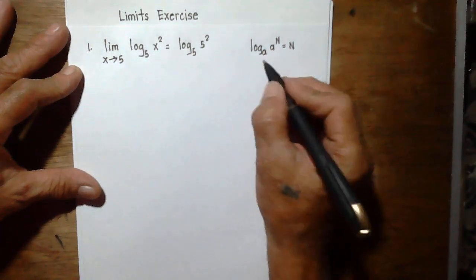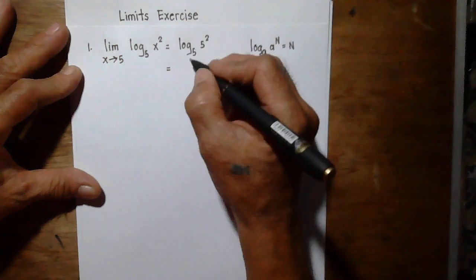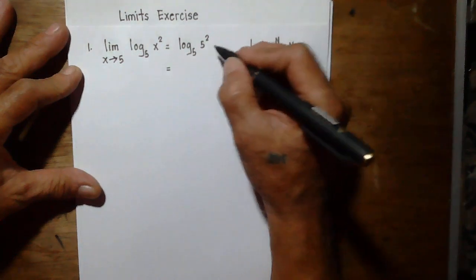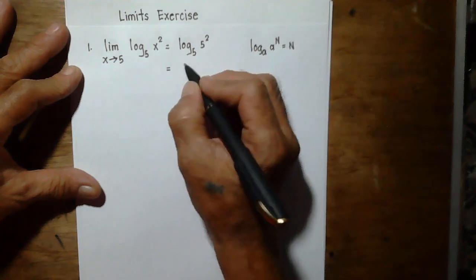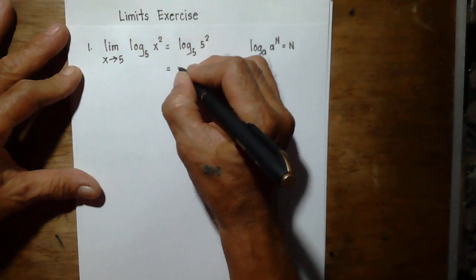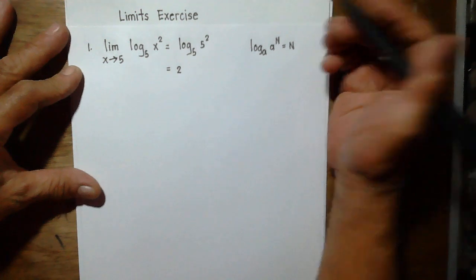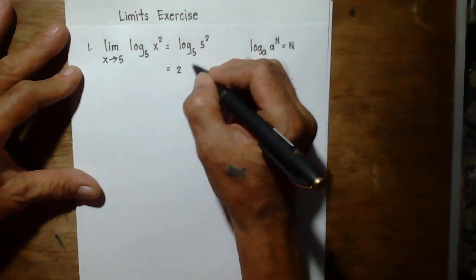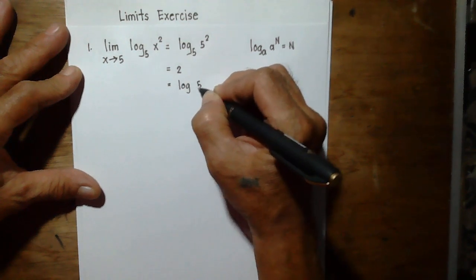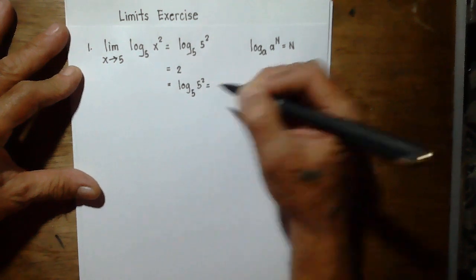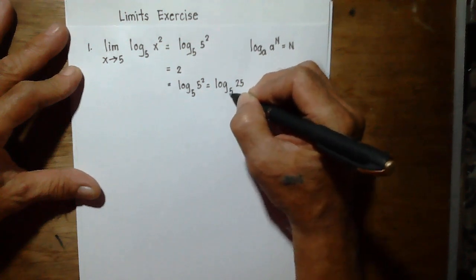Now, by following this rule, we have a as 5 and n as 2. And the answer, and this is equivalent obviously to 2. Now, in simple words, simplifying this, we have logarithm of 5 squared to the base 5 can be written as logarithm of 25 to the base 5.